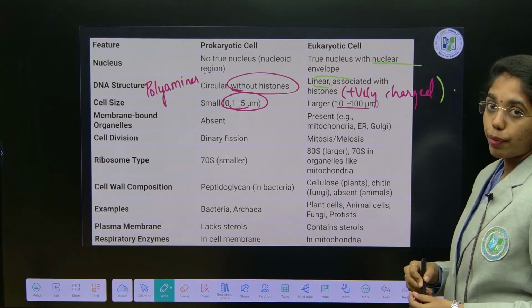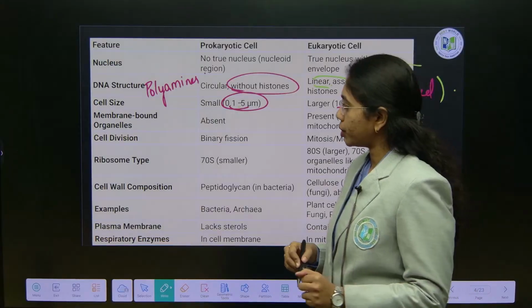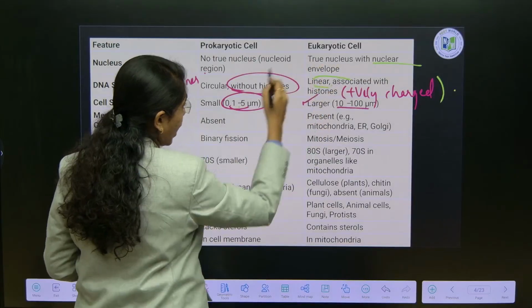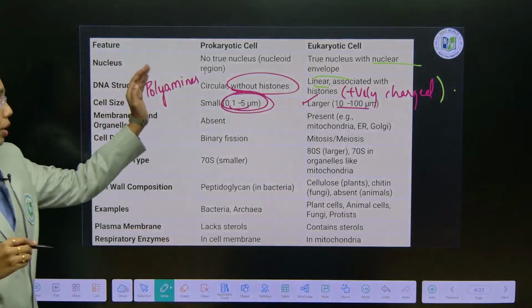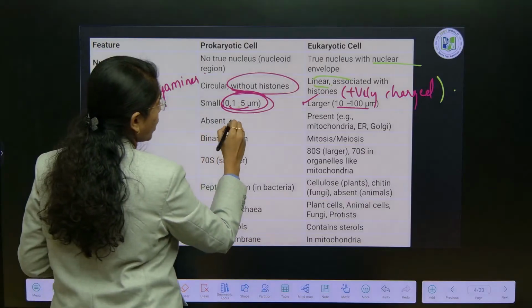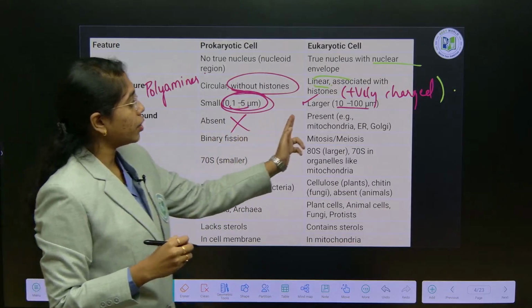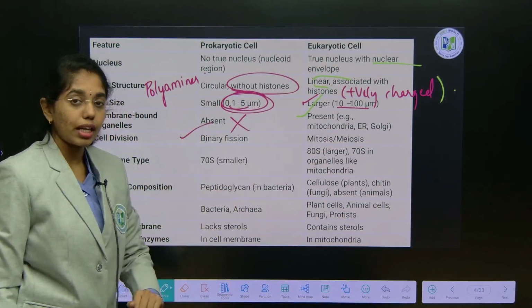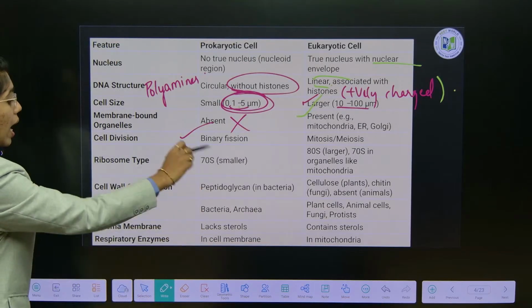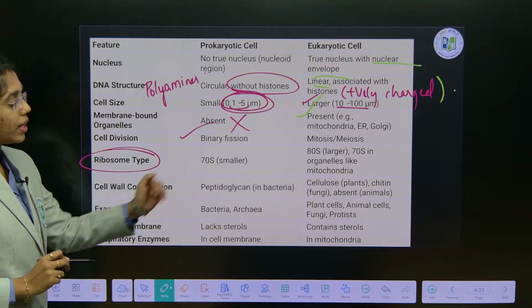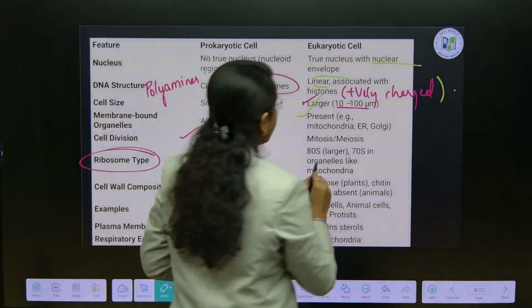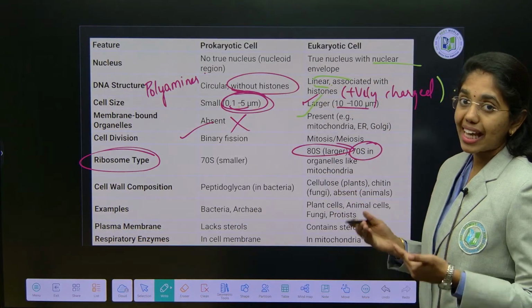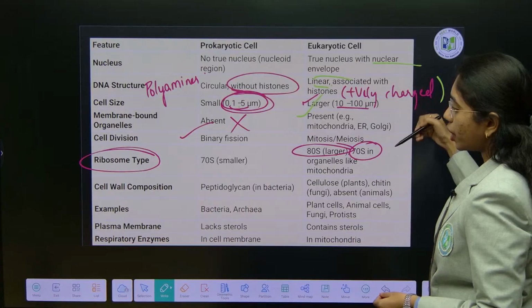And cell size, it is small, just 0.1 to 5 micrometers in the prokaryotic cell. Larger cell size you will see in the eukaryotic cell, that is 10 to 100 micrometers in diameter. Membrane bound organelles are absent in a prokaryotic cell, present in eukaryotic cell. Cell division is through binary fission in prokaryotes, and in eukaryotic cell it is through mitosis and meiosis. And then ribosome type: 70S ribosomes in a prokaryotic cell, 80S type which is larger in eukaryotic cell, and also 70S type of ribosomes in the organelles like mitochondria and chloroplast.